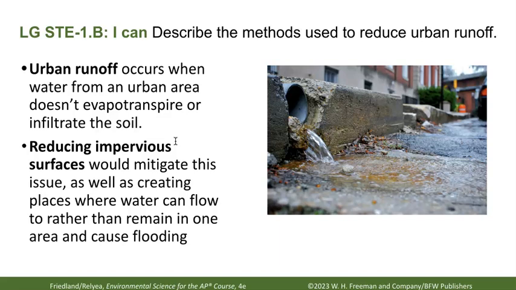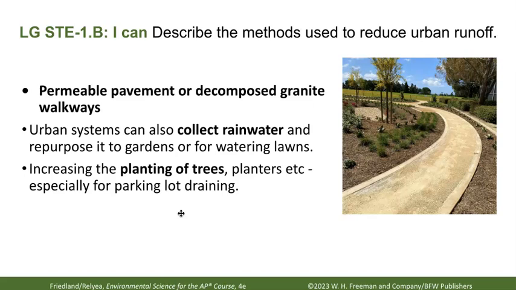So if we reduce impervious surfaces, it would mitigate. Mitigate means to fix the issue, as well as places where water can flow to rather than remain in one area and cause flooding. So we want that water to soak in underground. So how do we do that? What are these ways we can create more soaking underground?